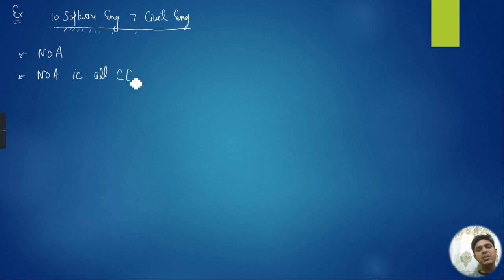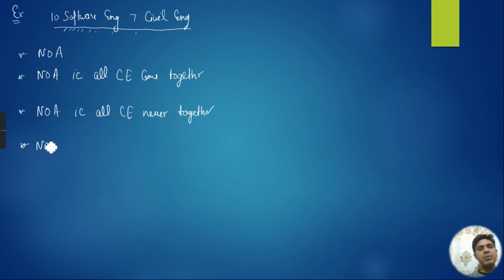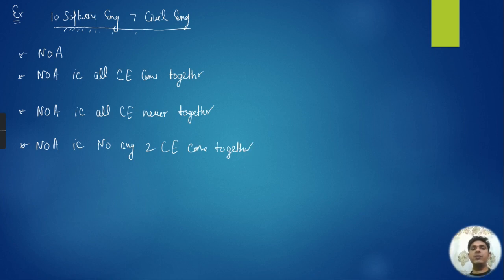Second question is the number of arrangements such that all civil engineers come together, right? Third thing is the number of arrangements such that all civil engineers never come together, right? And the fourth question that can be made here: the number of arrangements such that no any two civil engineers come together.